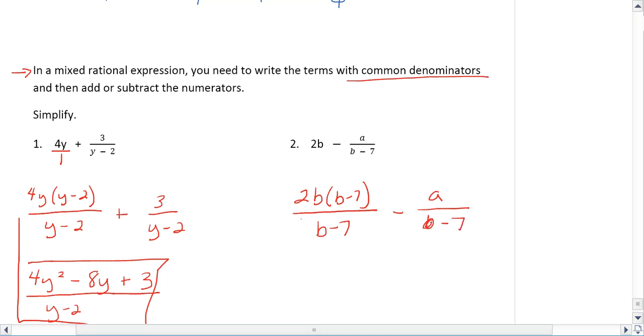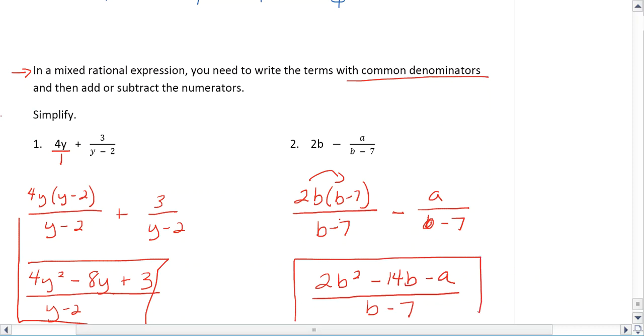All right, so I'm going to do this distribution here. 2b times b is 2b squared. 2b times negative 7 is negative 14b. And I'm just going to go ahead and put this minus a here. And this is all over b minus 7. And I was just looking for any factoring to do, not seeing any. So that's my final answer.